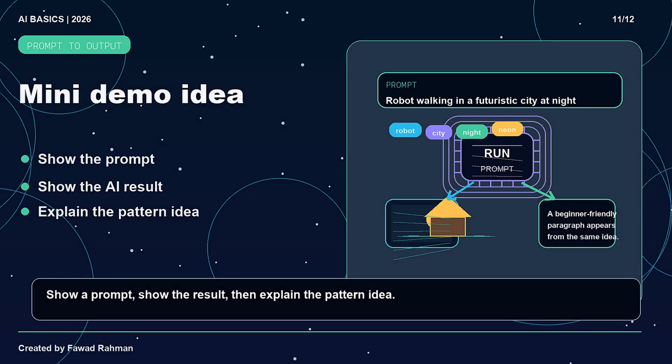For a simple mini demo, show a prompt turning into an output. First, type, write a short paragraph about space travel for beginners. Then show the paragraph appearing on screen. Next, type, create an image of a robot walking in a futuristic city at night. Then show the image result. This makes the lesson easy to understand because viewers can see the full process. A human gives instructions, and the AI generates something new.